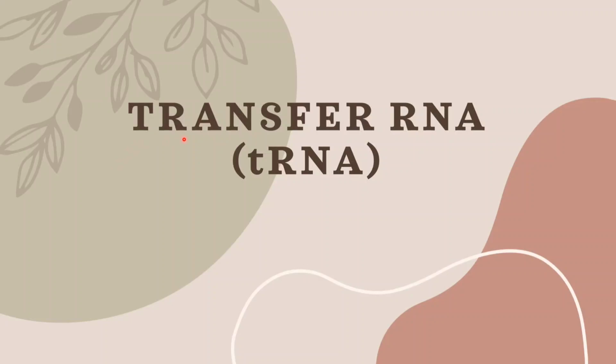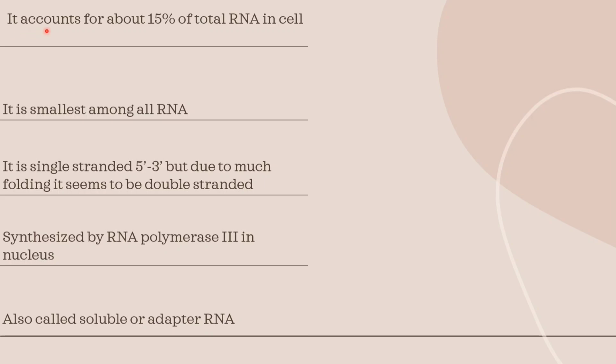Today we are going to talk about tRNA, or transfer RNA. tRNA accounts for about 15% of total RNA in the cell. It is the smallest among all RNAs, that is messenger RNA, ribosomal RNA. It is single-stranded, directed in the 5' to 3' direction, but due to much folding it seems to be double-stranded. It is synthesized by RNA polymerase III in the nucleus. It is also called soluble or adapter RNA.